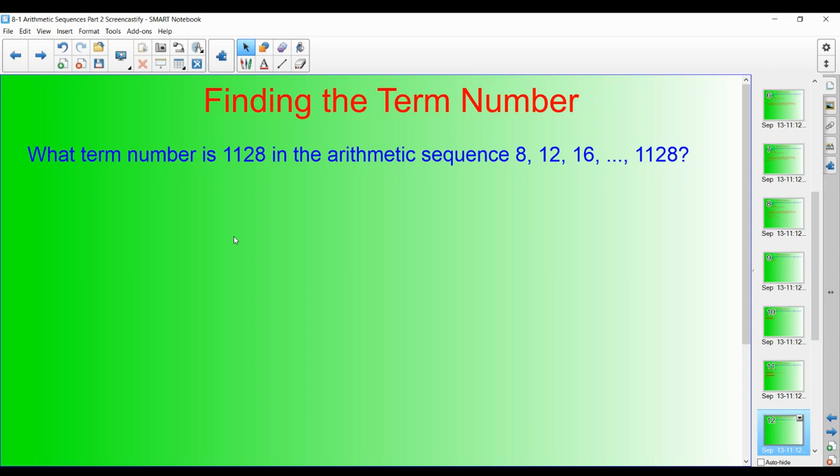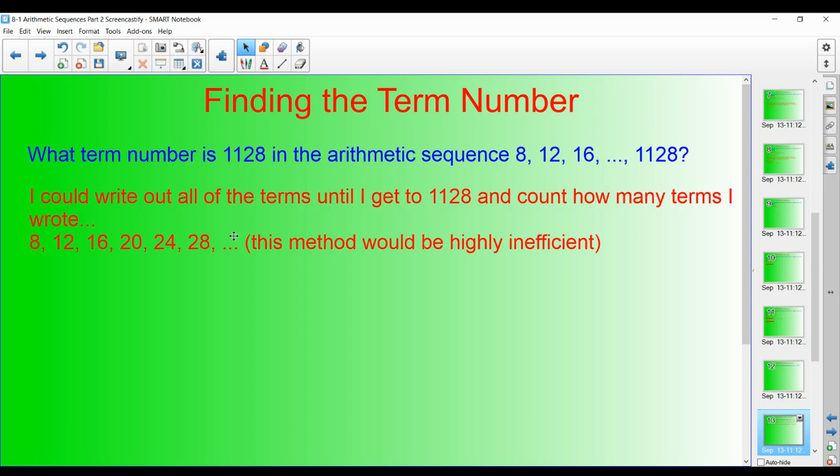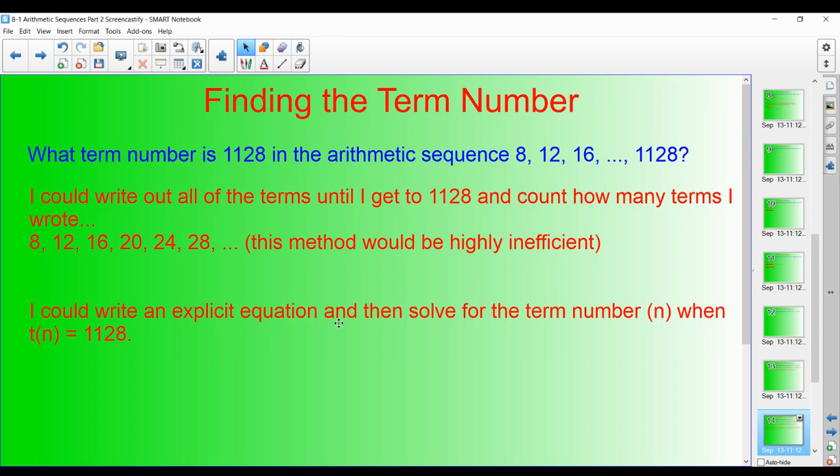Now, what happens if they want us to figure out where 1128 is in this sequence? So, first thing I could do, I could write out every term. So I could write out 8, 12, 16. I see it's adding 4 and keep adding 4, keep adding 4, keep adding 4 until I get to 1128 and count how many numbers I wrote down. That's crazy, inefficient. No one does that. I could, however, write an equation and then find out what n is. And that's what I'm going to do.